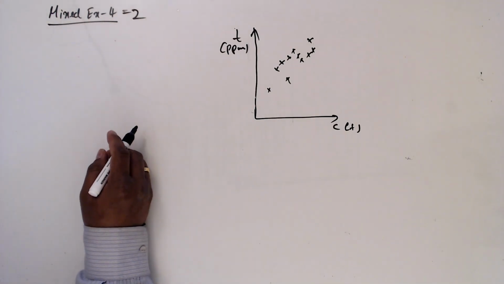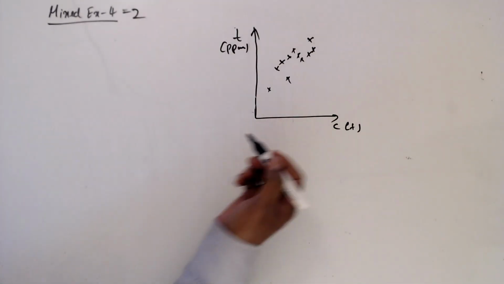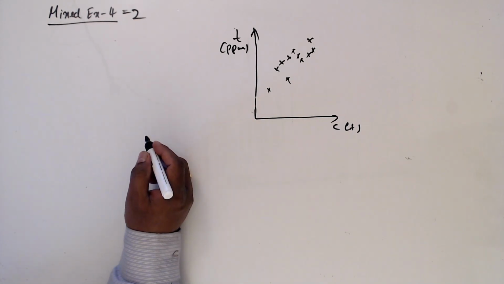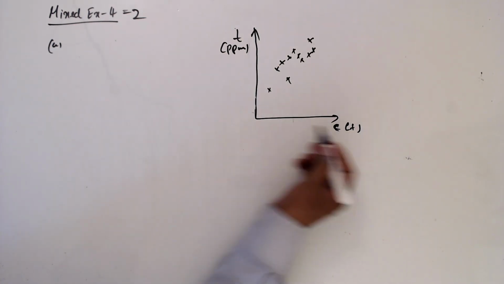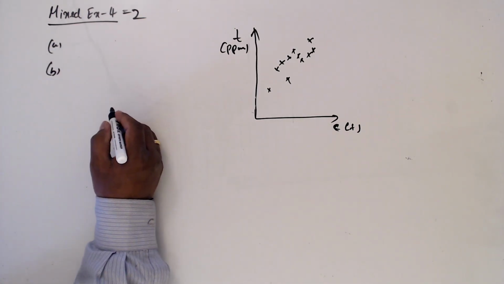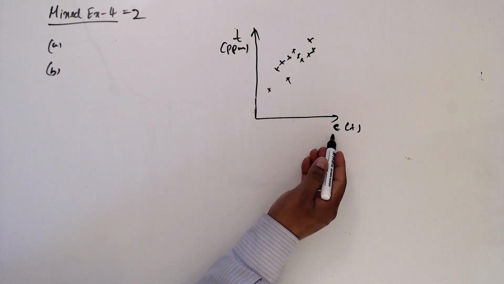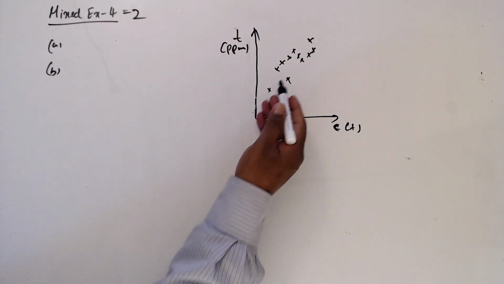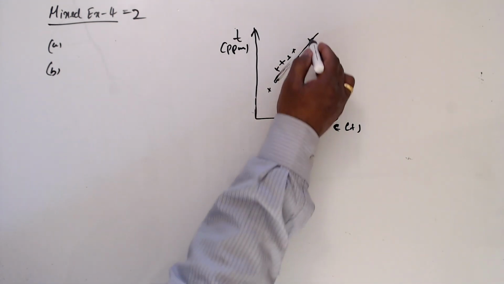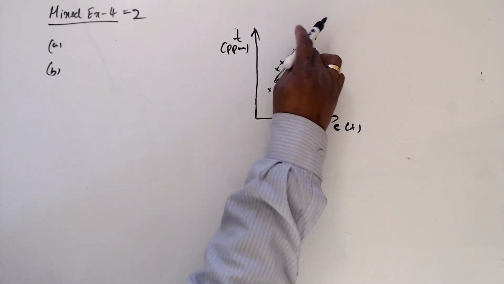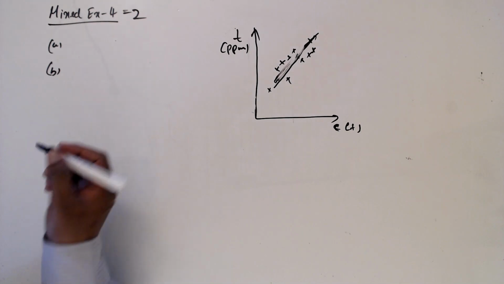Question number two is about temperature and carbon CO2 emission. We have to draw a scatter diagram. So this is a rough sketch of this one. And part B, describe the correlation between CO2 emission and the temperature. We can see that this is going to be a strong positive correlation.